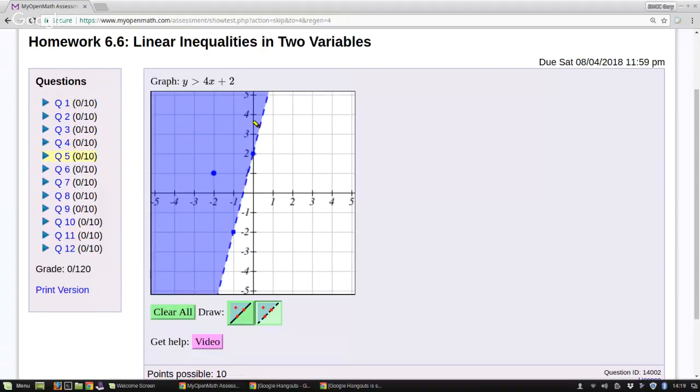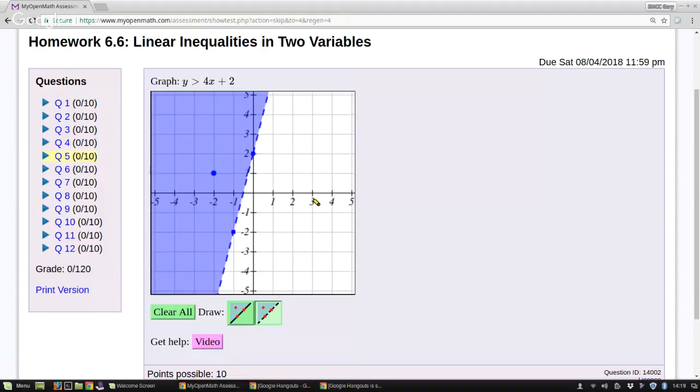So I can check with some other ones. The point 0, 4 seems to be in the shaded region. So if I plug in 0 for x, I get 2 on the right side, and y is 4. 4 is greater than 2. So what we're going to find is that any point in the shaded region that we plug in for x and y here will give us a true inequality. Any point on the other side I plug in should be false.